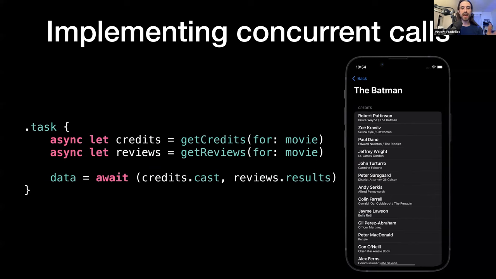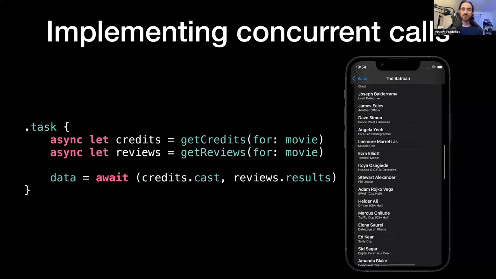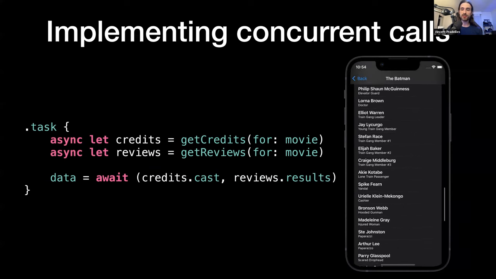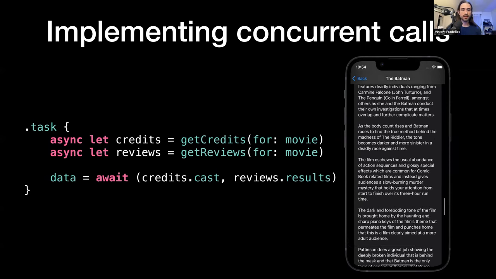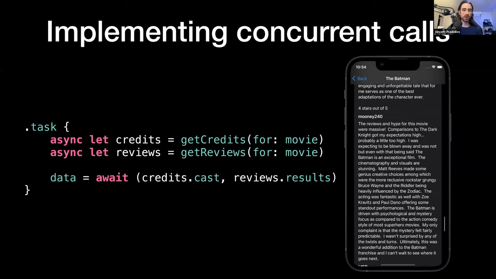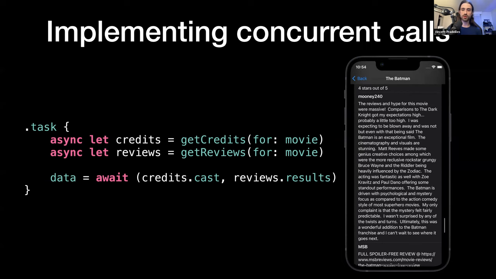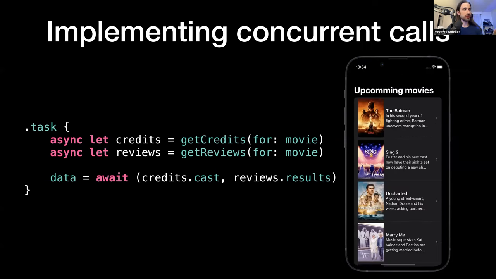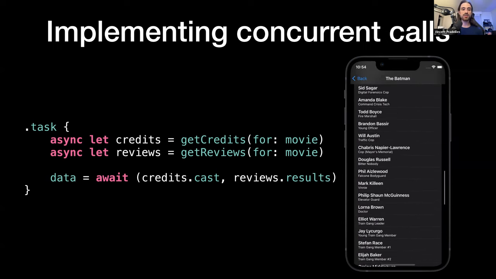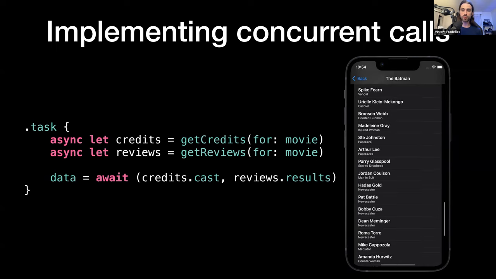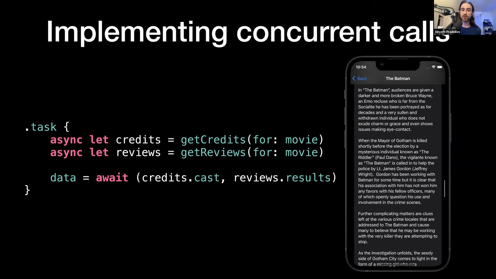By doing async let, we can actually create a task that will be started in the background eagerly. And then we use the await keyword when we want to get the result of the task. So by just writing this code, we started the two tasks in parallel and we synchronized them when we want the two pieces of data using the keyword await.